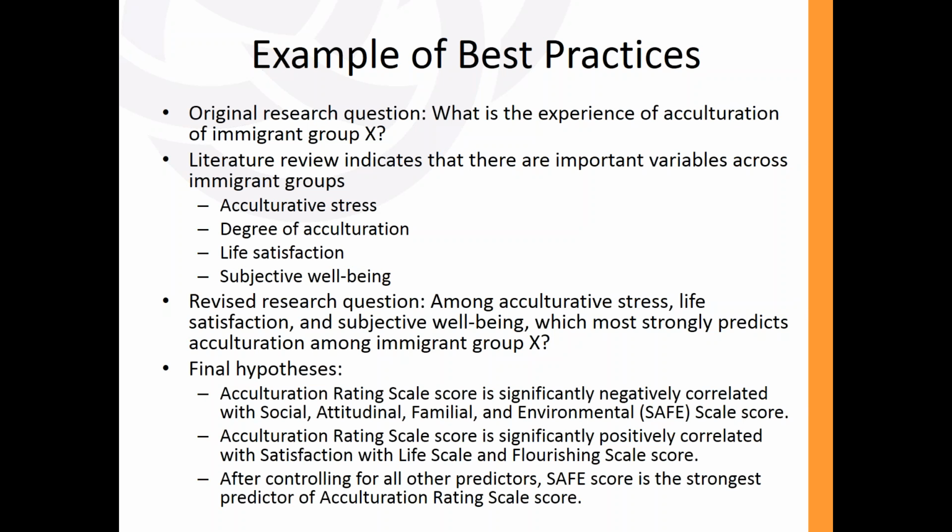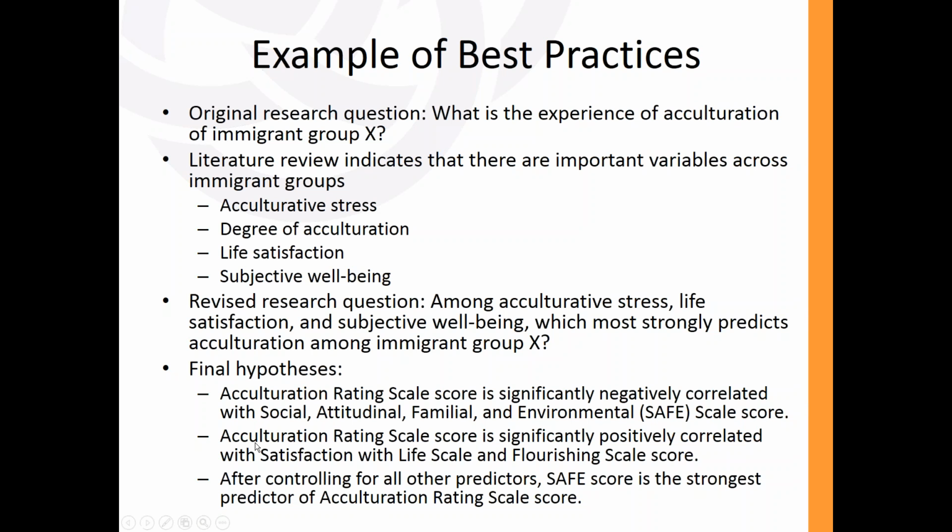And so from there, your hypotheses might be that the acculturation rating scale score, and this is again a validated measure of acculturation, that I'm not making this one up, can be significantly negatively correlated with social, attitudinal, familial, and environmental scale scores. This is again a validated measure of the degree of acculturative stress.